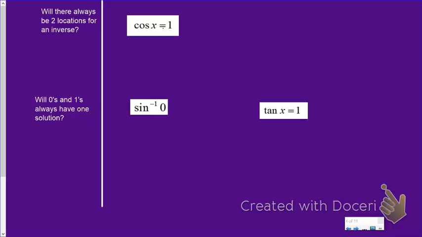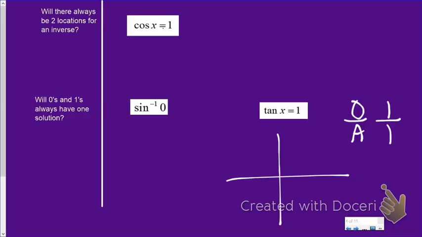Tangent of x is equal to 1. Now remember what tangent is. Tangent is the ratio of the opposite over the adjacent. Is it possible to draw a triangle with an opposite of 1 and adjacent of 1? Yes, and we know that that's going to be a 45, 45, 90 triangle. Remember, there wasn't a maximum or minimum value for tangent. It could be anything we wanted. So for tangent x equals 1, we actually can draw a triangle for that one.